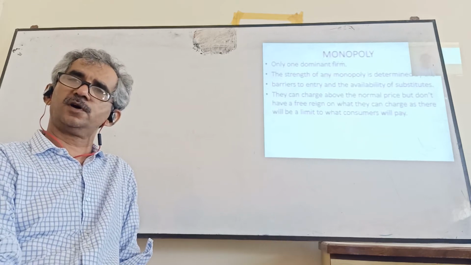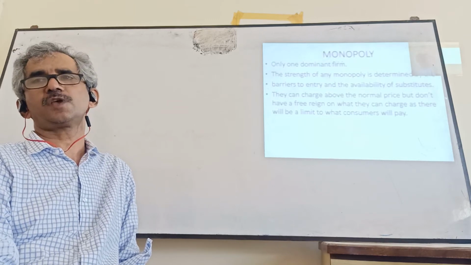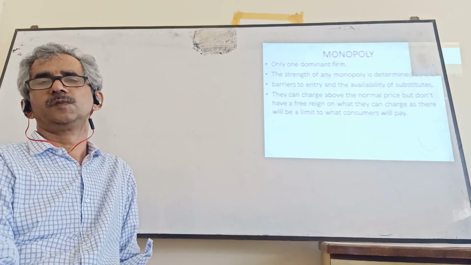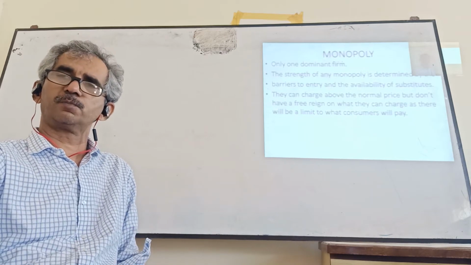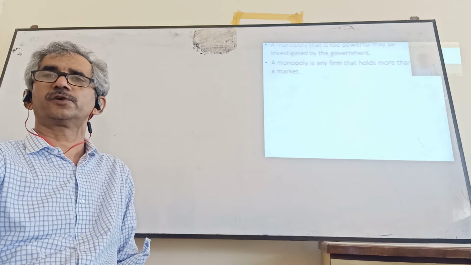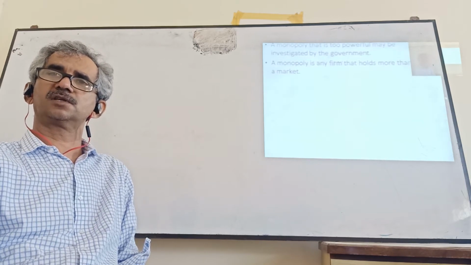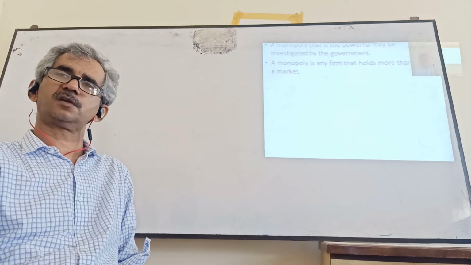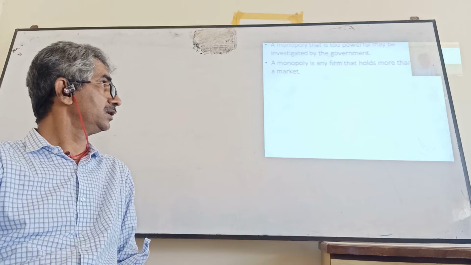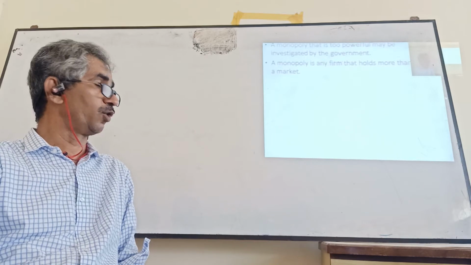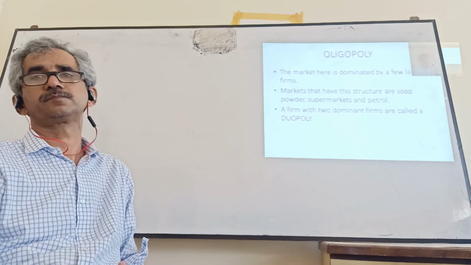The monopolistic firms have the power to charge whatever price they want. But there are certain limitations from the governments and authorities. A monopoly that is too powerful may be investigated by the government. Nowadays, governments are not allowing this. So, any firm that holds more than 25% share in the market is called a monopoly.